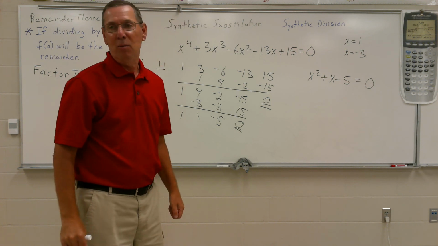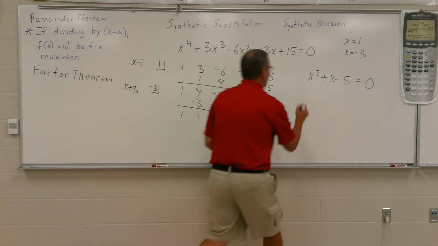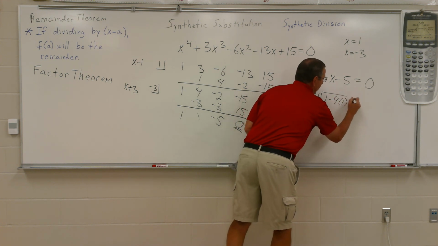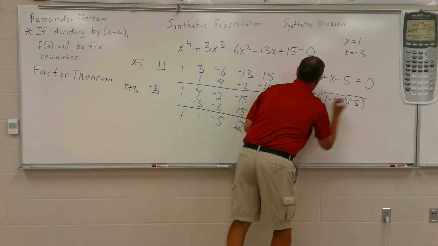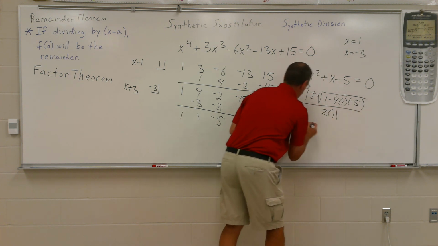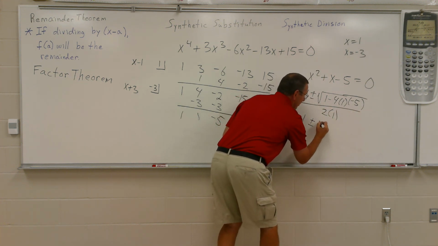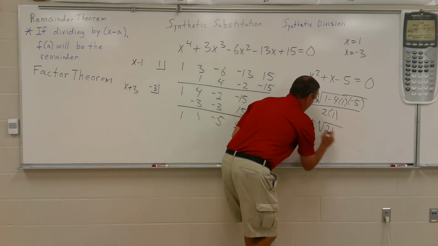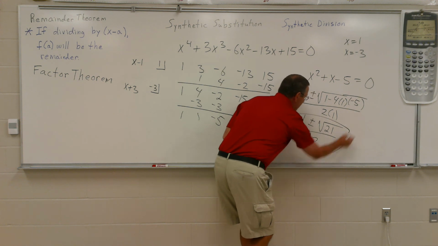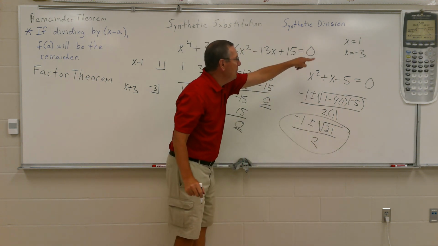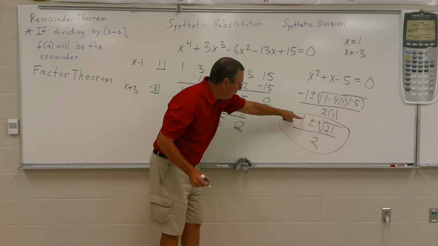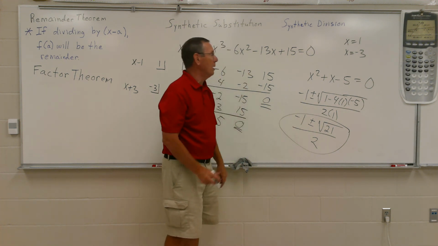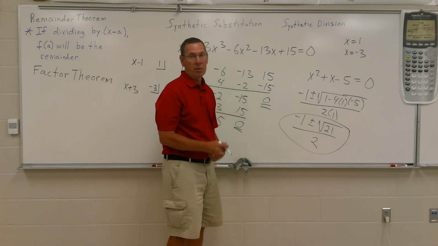I'll try to factor that, it won't. We've got to go to the quadratic formula. Here we go. That'll be 1 plus 20, would be a 21, over 2. There's my other two answers. 1 is an answer, negative 3 is an answer, negative 1 plus the square root of 21 over 2 is an answer, and negative 1 minus the square root of 21 over 2 is an answer. There we got our other two answers.